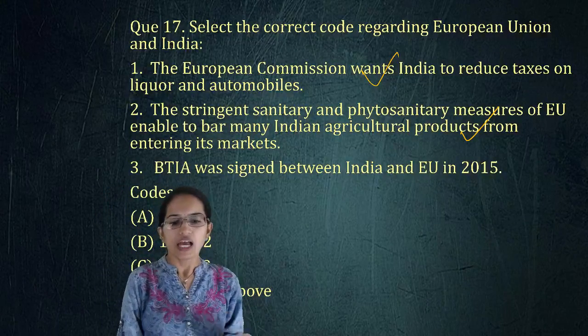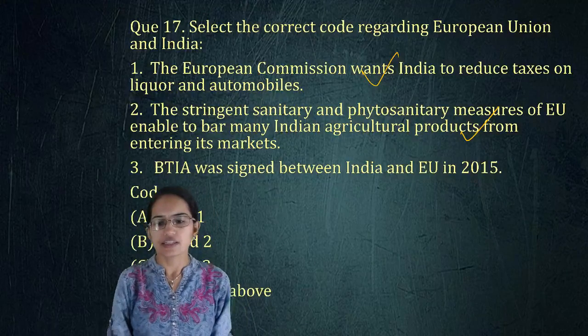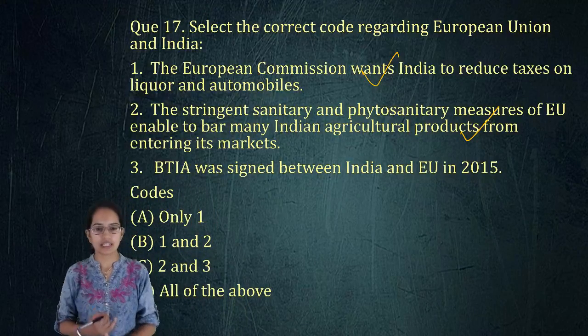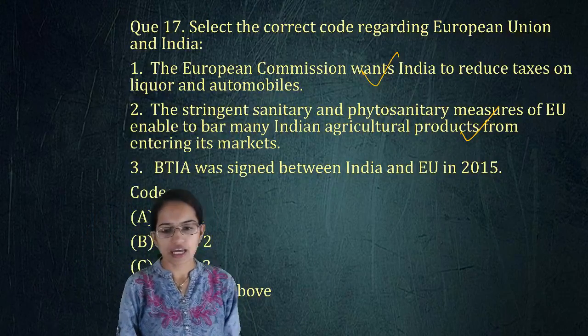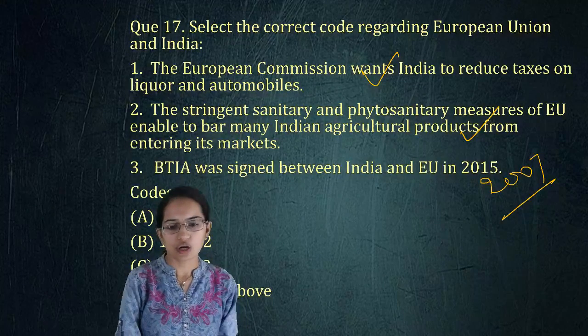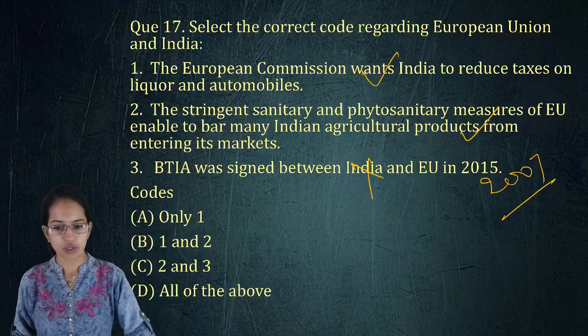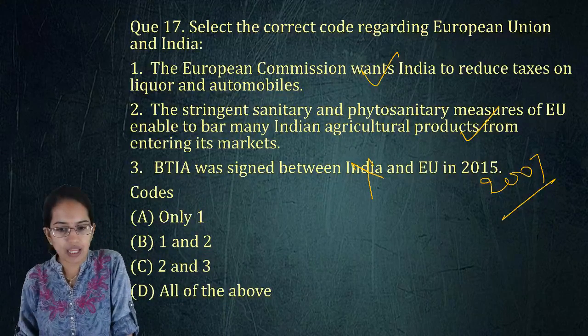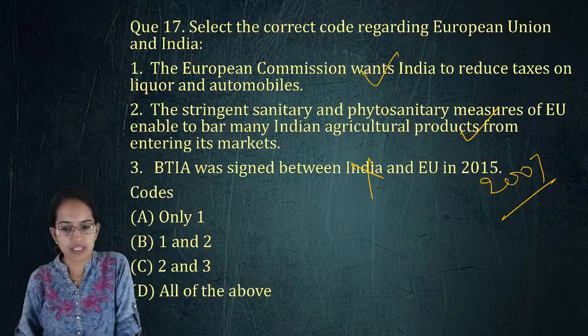However, you have the bilateral trade and investment agreement that was signed between India and EU in 2007. So third choice becomes the incorrect choice. I hope that's clear, and you have many with correct answers.